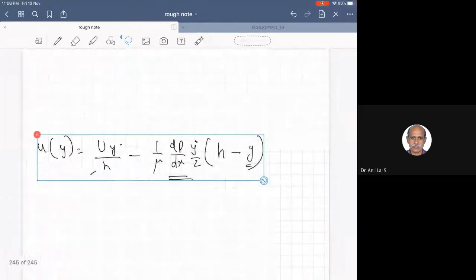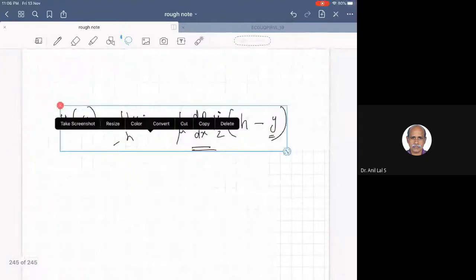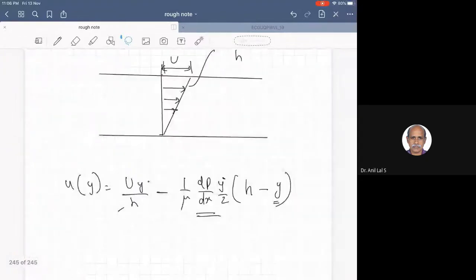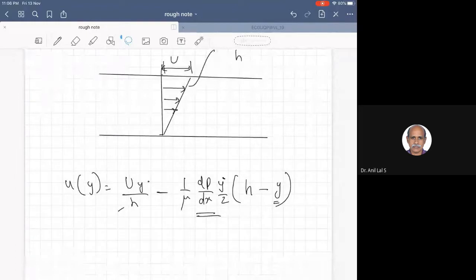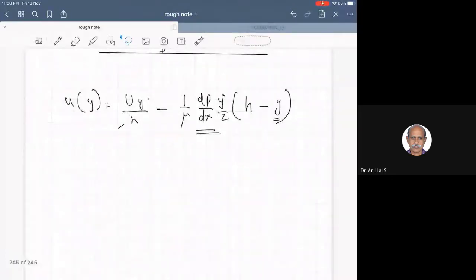So this is the equation. So we can have a velocity distribution. Okay, let us find what is du by dy.